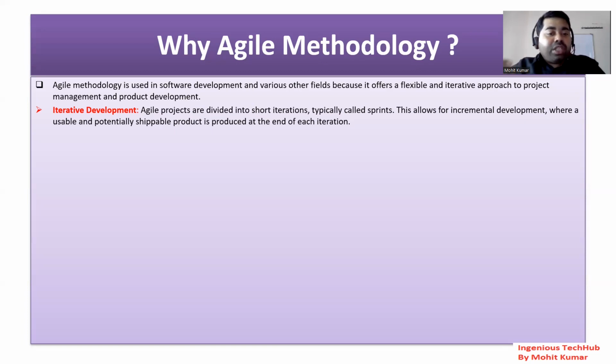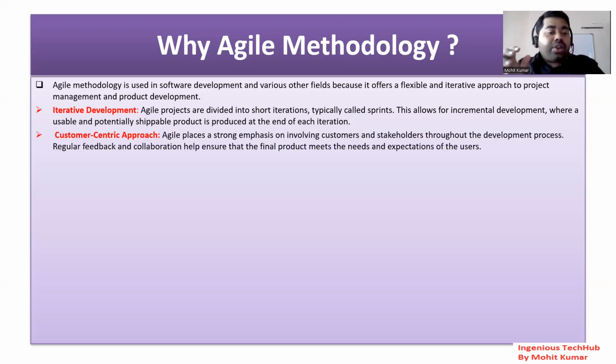Agile projects are divided into short iterations, typically called a sprint, okay? So this is called a sprint. This allows for incremental development, where a usable and potentially shippable product is produced at the end of each iteration, okay? So in each iteration we are going to deliver the task to the customer.